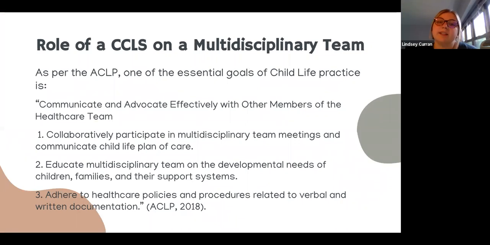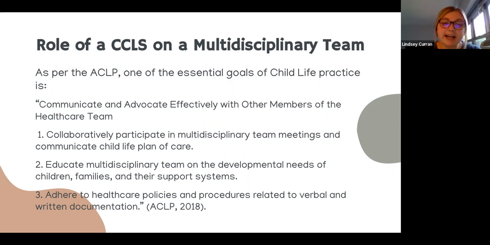So the role of a CCLS on a multidisciplinary team can be described from the ACLP as one of the essential goals, as follows: to communicate and advocate effectively with other members of the healthcare team. CCLSs also need to collaborate and participate in those multidisciplinary team meetings, as well as communicate their child life plan of care specifically for that patient.